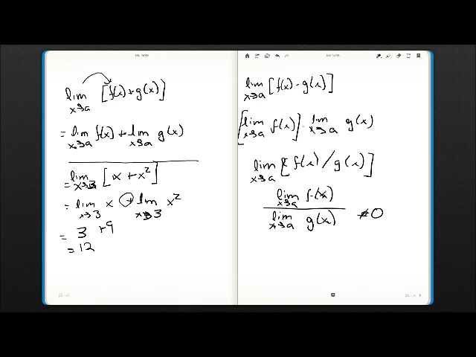Next lecture we will talk about how we can use these properties in helping us evaluate them.